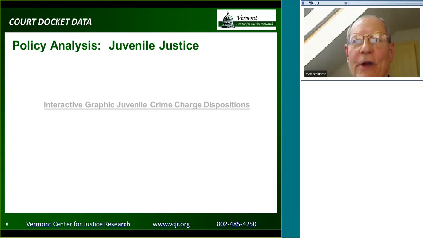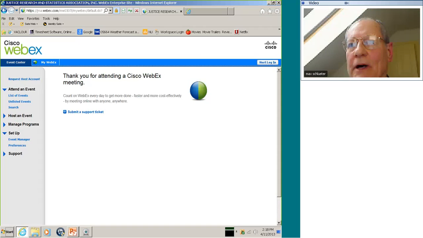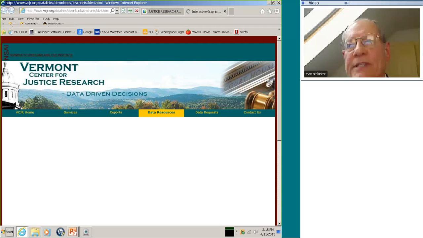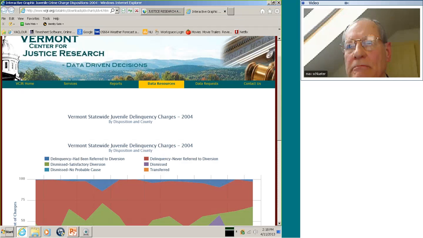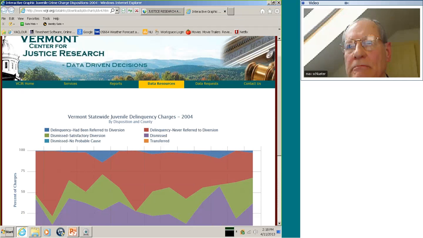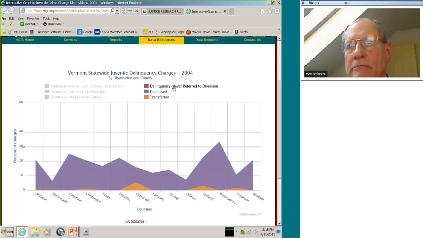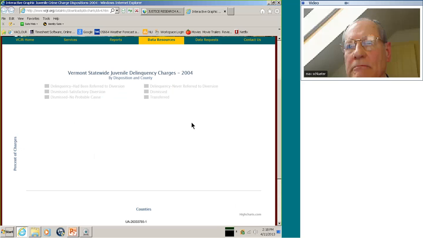We also had talked the court into providing us access to the juvenile docket. So let me show you a little example of what we're doing with this. We put this data on our website. These area maps, I think, are very useful, but I think most people have difficulty understanding them. So what we've been working with is some interactive products. I'm going to unpack this a little bit and show you how it works.